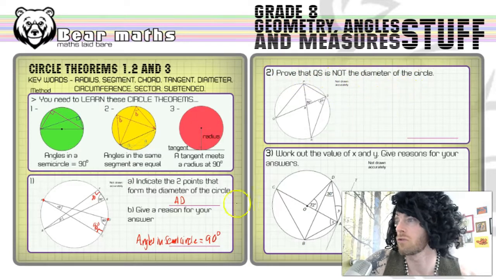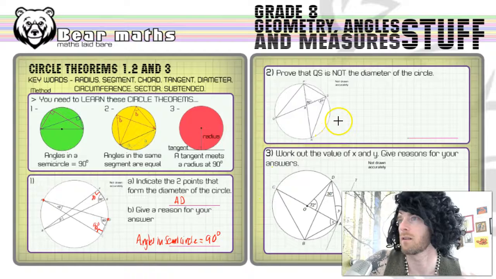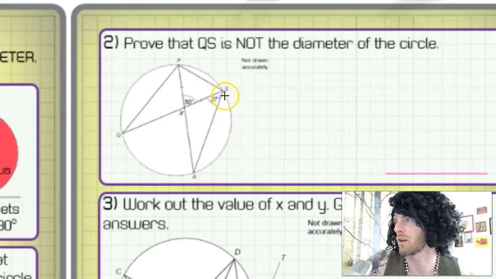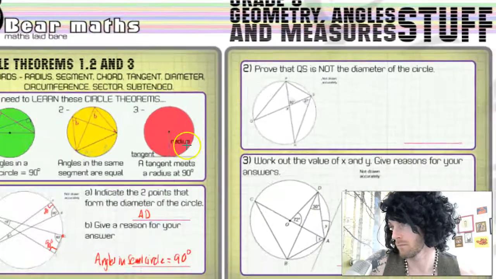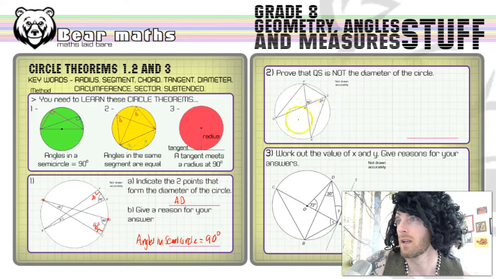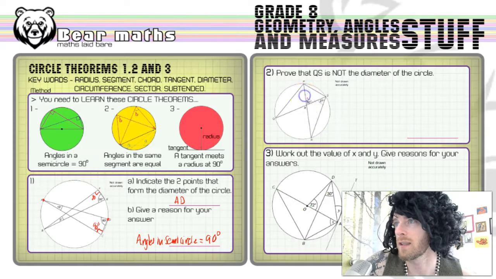I'll just have a little zoom into that one as well so you can see it a little bit better. So QS is there to there. That's not the diameter of the circle. So if we're going to prove it, we need to use these circle theorems. And we've also got a little dash on that line there. Hopefully you spotted that. There's a little dash and there's a little dash.